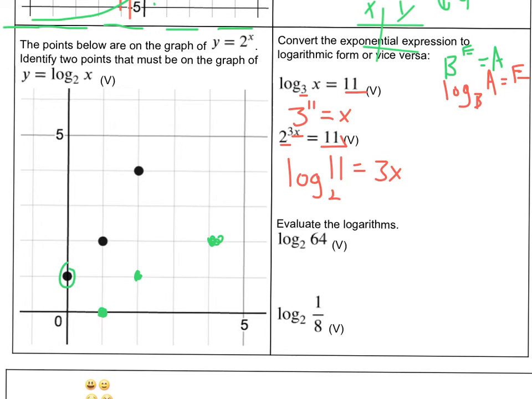For evaluating logarithms, we've got two ways to think about this. What power of 2 would be 64? Or I could convert this to an exponential expression. So we get 2 to some exponent is 64. And if you'd like, you can guess and check. And you're going to find out that that exponent is equal to 6 because 2 to the 6th is 64.